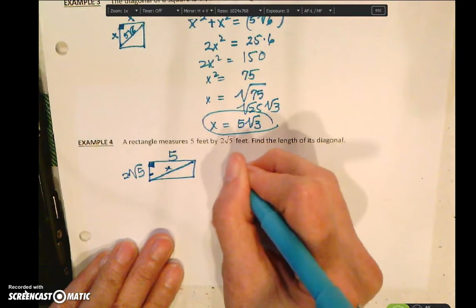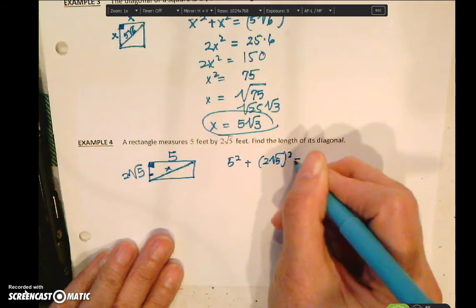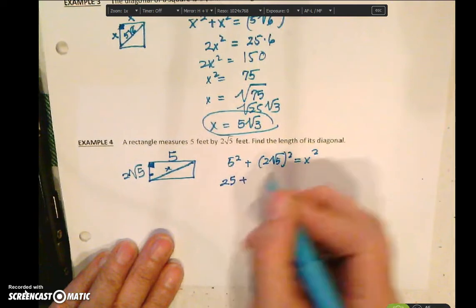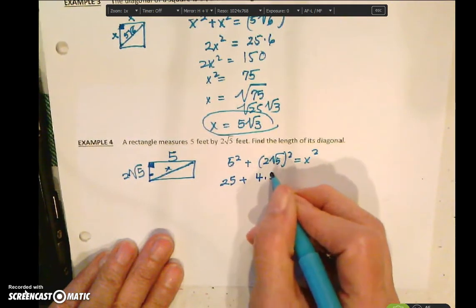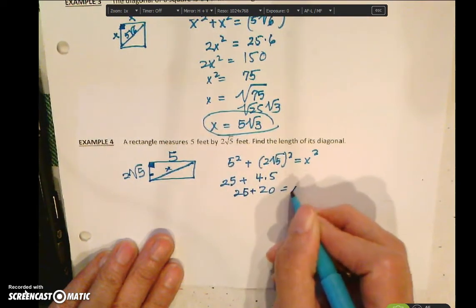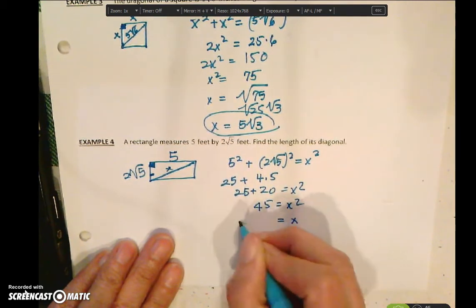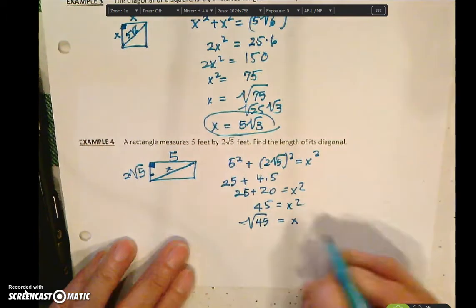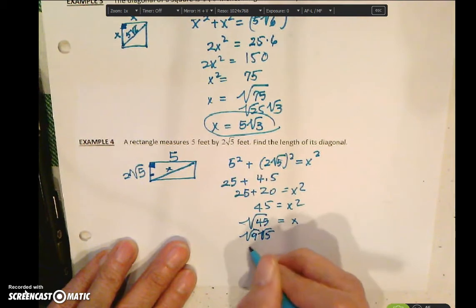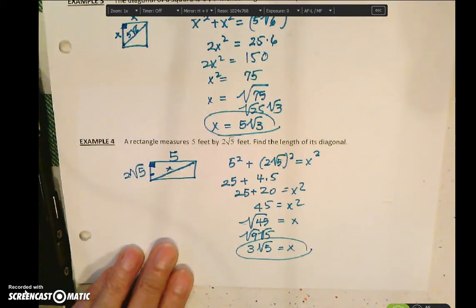So we get 5 squared plus 2 radical 5 squared is equal to x squared. That's going to be 25 plus, here this is going to give me 4 times 5. So that's 20. So I get 25 plus 20. So that's 45 is equal to x squared, and x is equal to the square root of 45, which is going to simplify into 3 radical 5 for my answer.